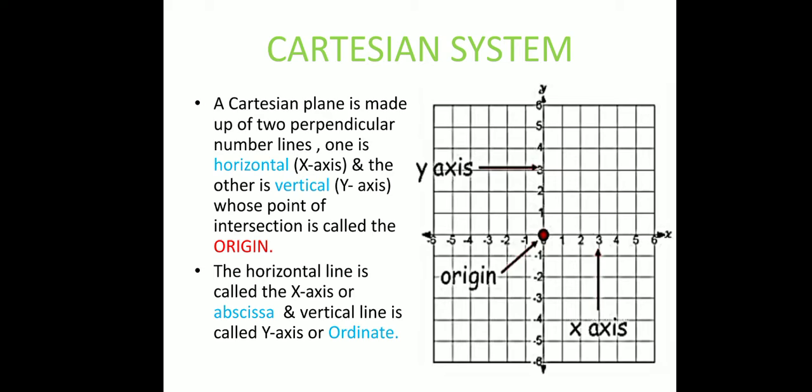The Cartesian plane is made up of two perpendicular lines. One is horizontal, that is the x-axis, and the other is vertical, that is the y-axis, whose point of intersection is called the origin. The horizontal line is called the x-axis or abscissa, and the vertical line is called the ordinate.